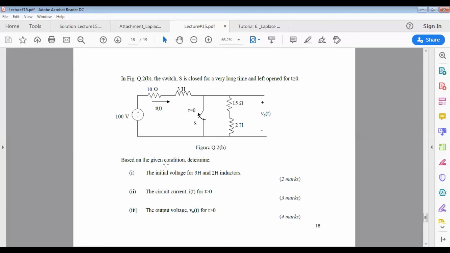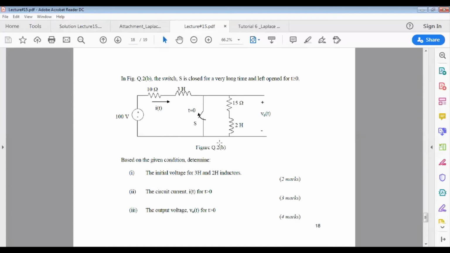Based on this condition, you have to determine the initial voltage for the 3 Henry and 2 Henry inductors. Sorry, it's not initial voltage, it's supposed to be initial current, because for the inductor, it is supposed to be initial current. Initial voltage is only for the capacitor. So please correct this. This will be the initial current for the 3 Henry and 2 Henry inductors. Okay, so let's have a look at the solution.